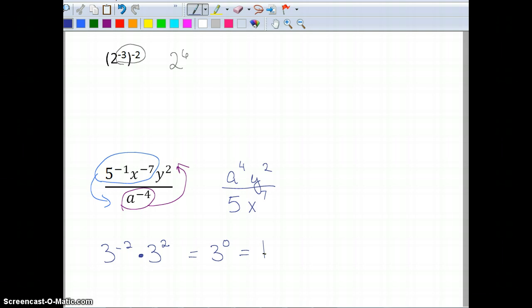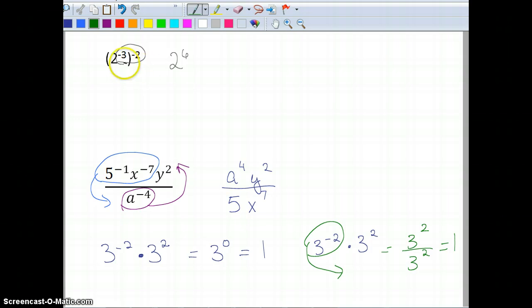Now let's just say for an instant that you didn't notice that negative 2 plus 2 gave you 0, and you said, okay, I've got 3 to the negative 2 times 3 squared. This one's negative, so I've got to bring this guy down. Now you have 3 squared over 3 squared. Anything over itself is equal to what? 1. So when we're working with exponents, there's a lot of ways to get to the same place.